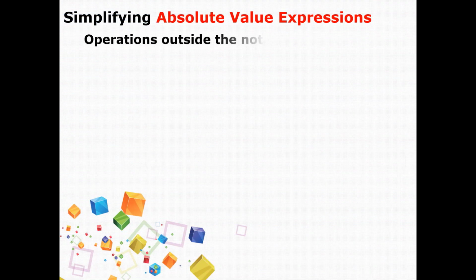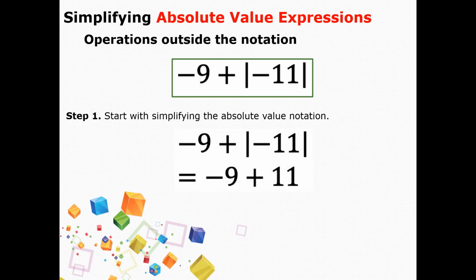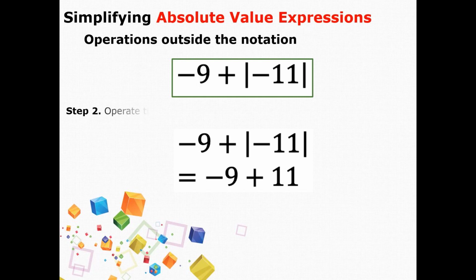Now what if there are operations outside the notation? Our step 1 is to simplify only first the absolute value notation, and as soon as there are no more notations to be simplified, we can just operate the real numbers.